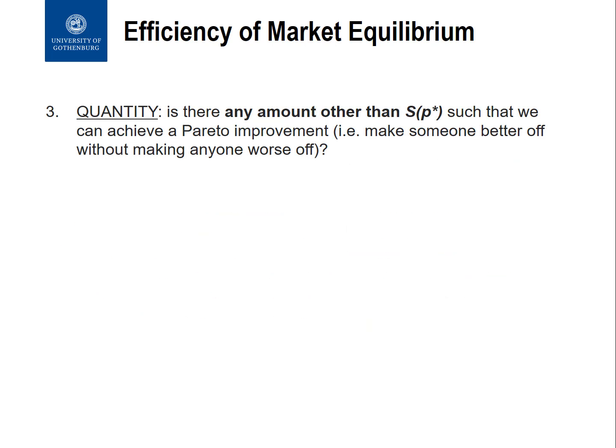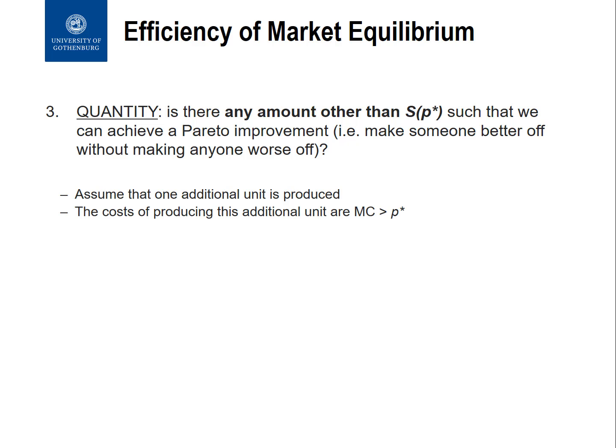Third, is there any amount other than Q star of P star such that we can achieve a Pareto improvement? So such that we can make someone better off without making anyone worse off? Assume that one additional unit is produced on the market. The cost of producing this additional unit is the marginal cost by definition, which is higher than P star.